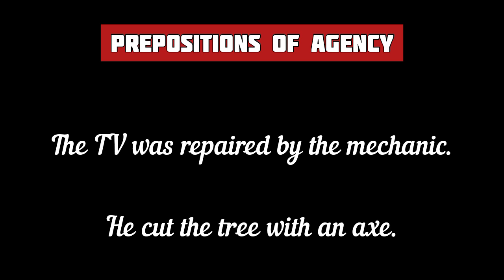And we also have prepositions of agency or instrument. Agency means the doer or performer of an action. The TV was repaired by the mechanic. Here, by is a preposition of agency showing the relation between the noun mechanic and the act of repairing the TV. He cut the tree with an axe. Here, with is a preposition of instrument showing the relation between the act of cutting the tree and the axe.